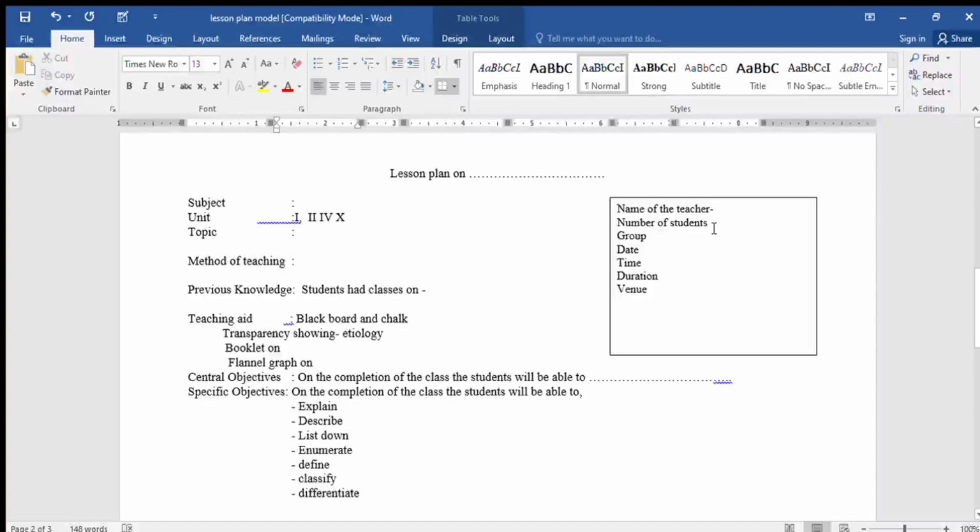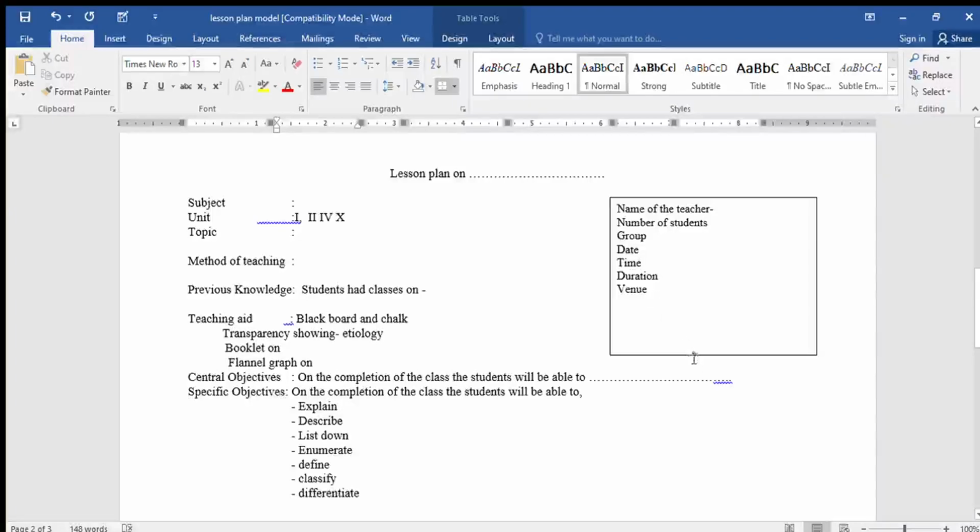Number of students. For example, in your class 50 students are there. The remaining 49 is the number of students in your class. Then group. Group means, if you are taking a 4th year BSc nursing classroom, write that. If you are taking it for the first year, it is first year BSc nursing. Then day, the day which you take. The time. Time is 2 to 3 or 3 to 4, whatever time is given to you. And duration. Duration is how much, 1 hour, 30 minutes, or 45 minutes.